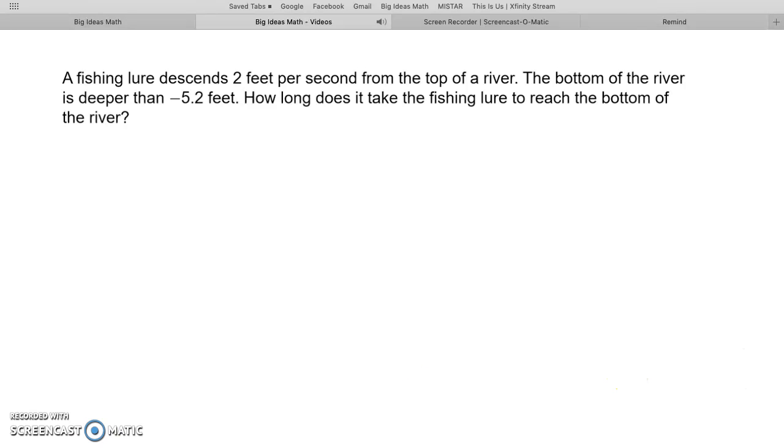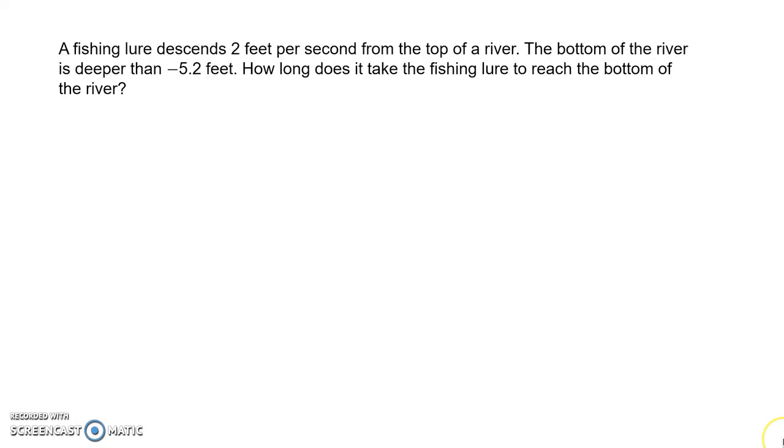A fishing lure descends 2 feet per second from the top of a river. The bottom of the river is deeper than -5 2/10 feet. How long does it take the fishing lure to reach the bottom of the river? Use the given information to write a verbal model to represent the problem.